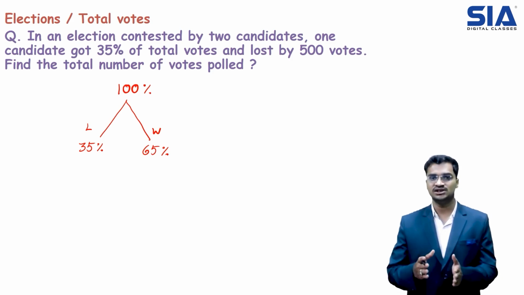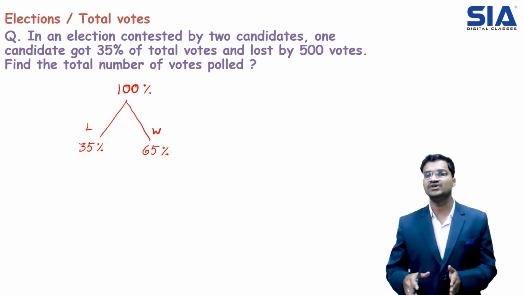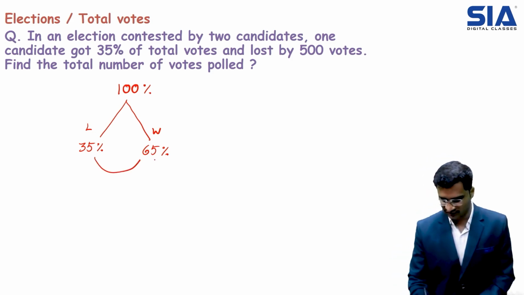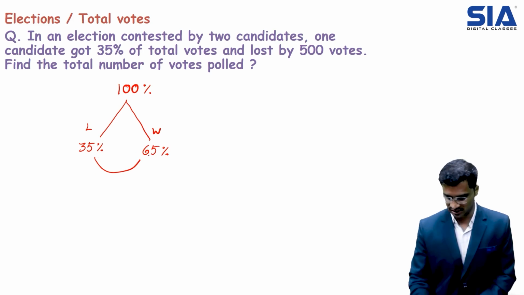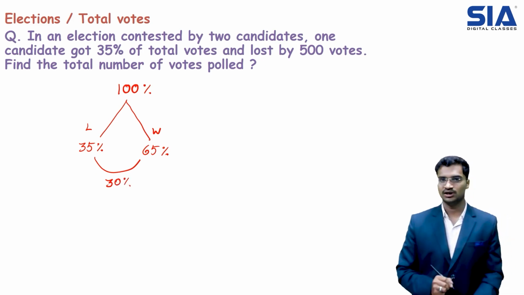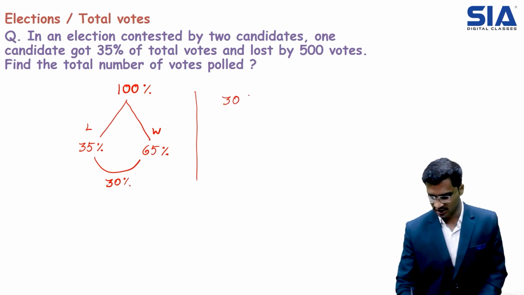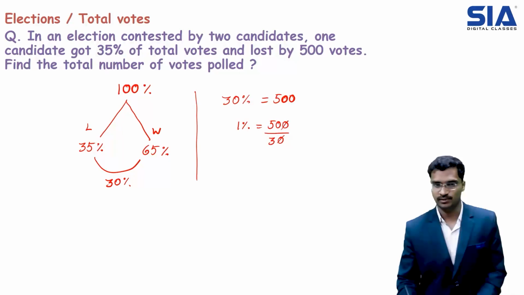Now what is he saying in this question? The difference between the winning and the losing candidate is 500 votes. Now let us see, the difference between 35% and 65% is 30%. Now here in this particular question he said that 30% is equal to 500 votes. From this I can say that 1% is equal to 500 by 30, which is 50 by 3.